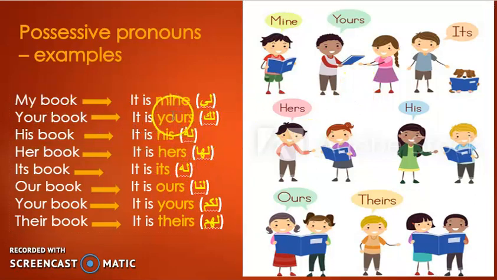Your becomes yours. His book, this is the possessive adjective. It remains the same in possessive pronoun. له, his. So the third person, singular, masculine, doesn't change. So his remains his. His book, it is his.